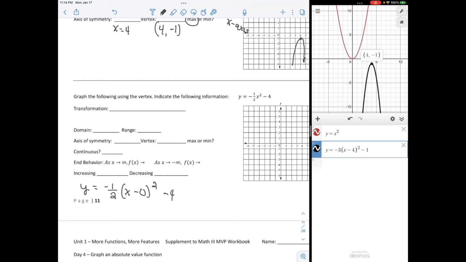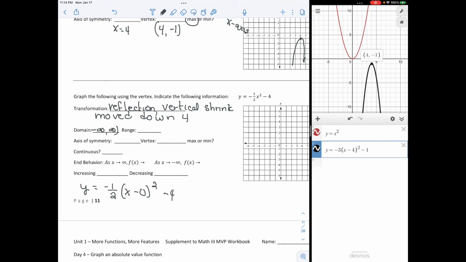Okie dokie, boys and girls, welcome back. So what you should have seen is that your transformation was a reflection over the x-axis. Reflection because of the negative. Because of the 1/2, it's going to be a vertical shrink. And it moved down 4. It did not move left or right.